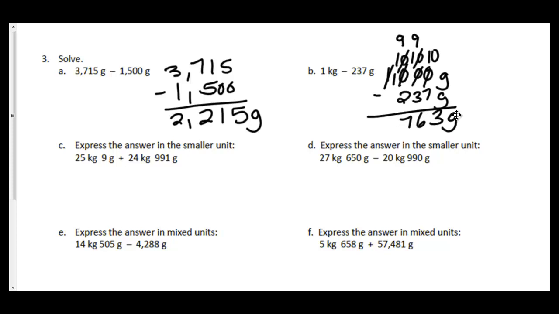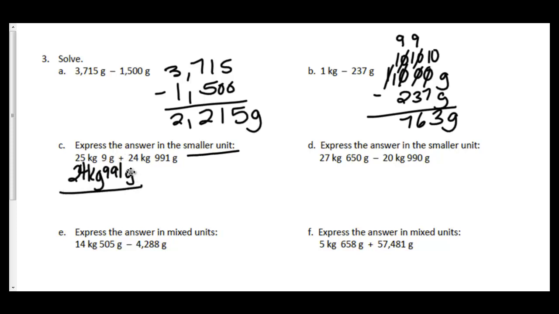Now you'll notice that the directions here say express the answer in the smaller unit. So between kilograms and grams, which one would be the smaller unit? We said grams. So what that means is we have to change this to grams. But I think that I'm going to go ahead and add the kilograms together and then express it in the smaller unit at the end.